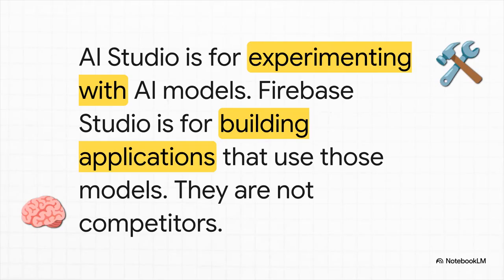To put it as simply as possible, AI Studio is where you go to get your hands on the AI models themselves. It's like a lab where you can experiment with Gemini and Gemma. Firebase Studio, on the other hand, is where you go to build the actual app that uses those models. See the difference? One is for tinkering with the AI brain, the other is for building the body around it.